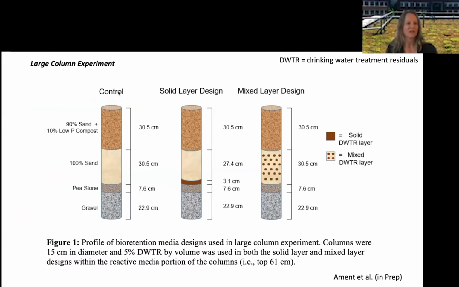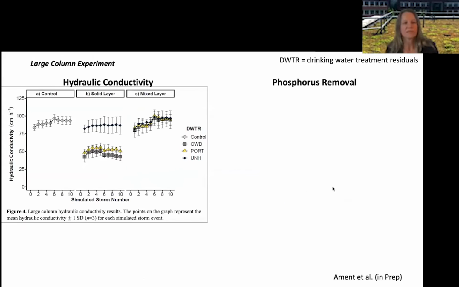We created a column study where there's a control that looks like a typical bioretention cross-section, and then 2 different designs for incorporating DWTR, one in a solid layer and the other in a mixed layer design within this sand layer here. And you'll notice it's only 10% compost, a low phosphorus compost derived only of leaf litter feedstocks. So there's 5% DWTR in the soil media, but distributed in 2 different ways.